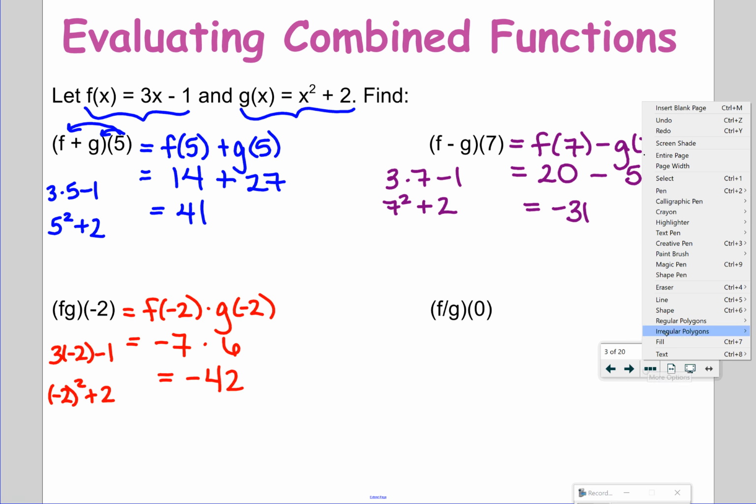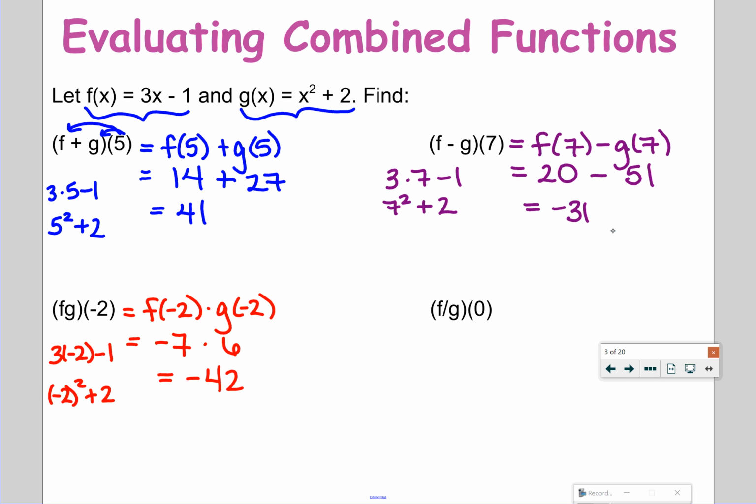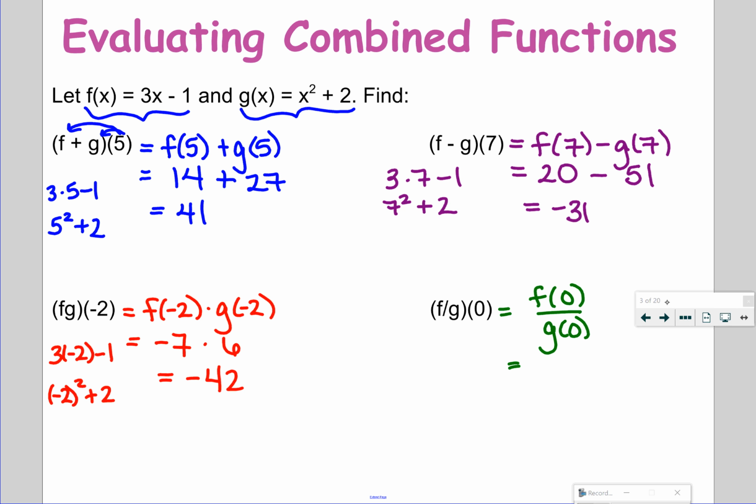Finally, f divided by g of 0 would look like f of 0 over g of 0. F of 0, that's 3 times 0 minus 1. That just gives me negative 1. G of 0 would be 0 squared plus 2, which would give me 2. And negative 1 divided by 2 is just negative 1/2. That doesn't reduce, so I can leave that as my final answer.